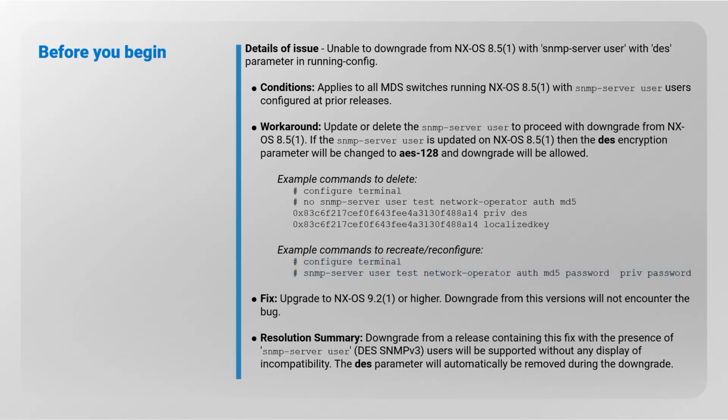Fix: upgrade to NXOS 9.2.1 or higher. Downgrade from these versions will not encounter the bug. Resolution summary: downgrade from a release containing this fix with the presence of SNMP server user DES SNMP v3 users will be supported without any display of incompatibility. The DES parameter will automatically be removed during the downgrade.